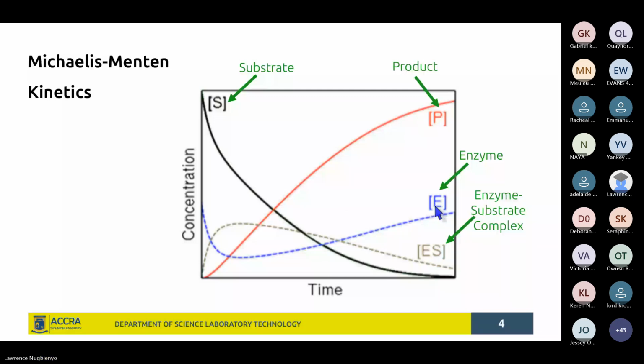But they also took into consideration the fact that at a point there will be the formation of what is referred to as the enzyme substrate complex. So if you remember, we did look at the fact that every catalytic reaction.